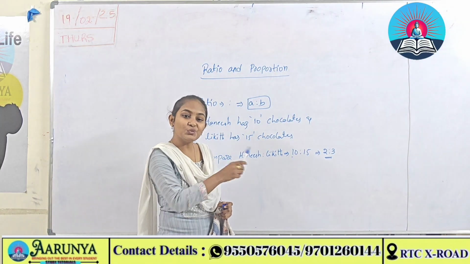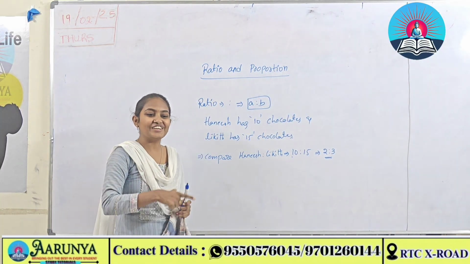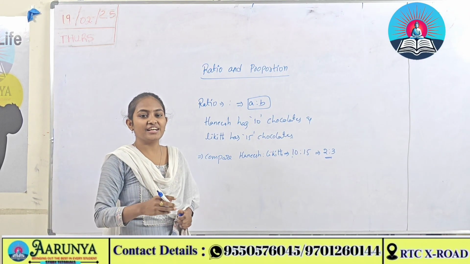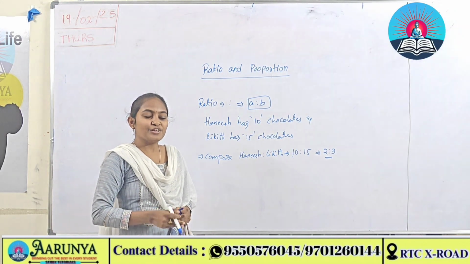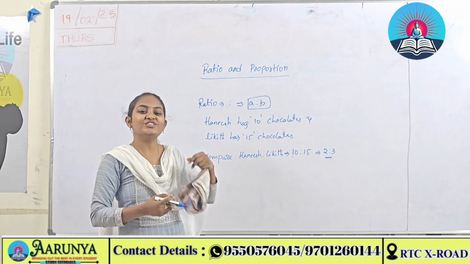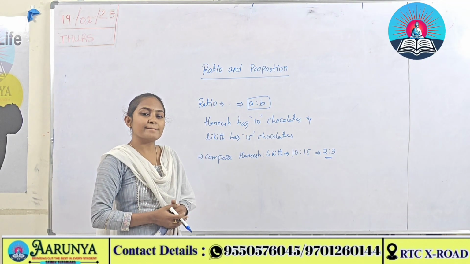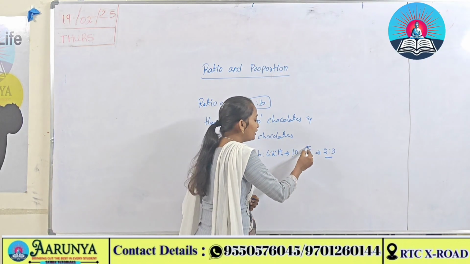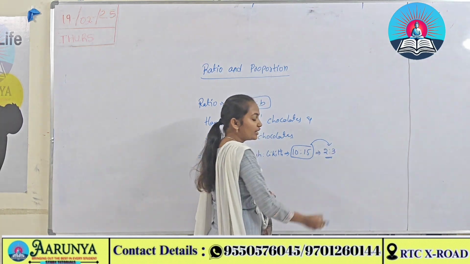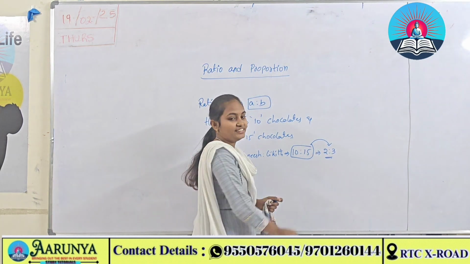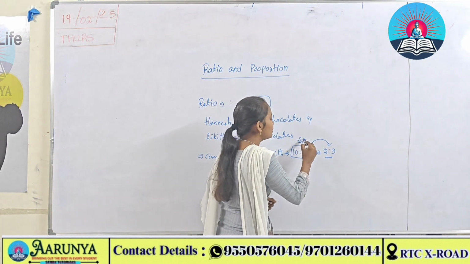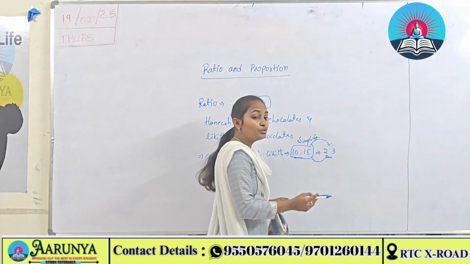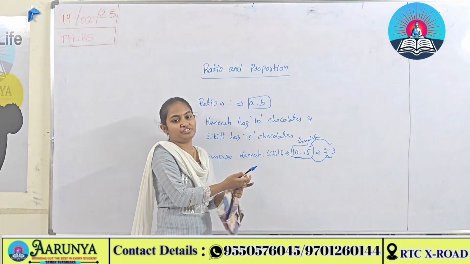Do you understand how 2 is to 3 came? You didn't tell the answer. How 2 is to 3? You please keep quiet and let him tell the answer. See, by simplifying this ratio, we get this ratio. 5 twos are 10, 5 threes are 15. So when we simplify this, we get 2 is to 3. So 2 is to 3 is equal to 10 is to 15.